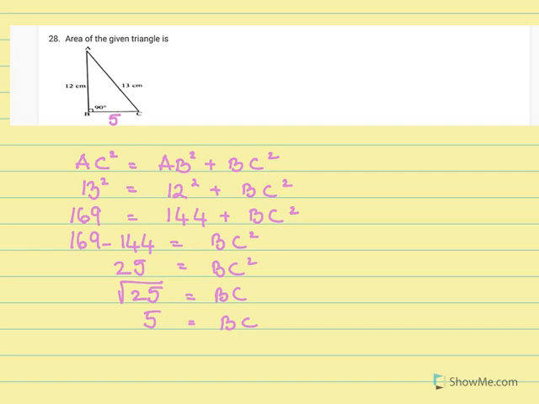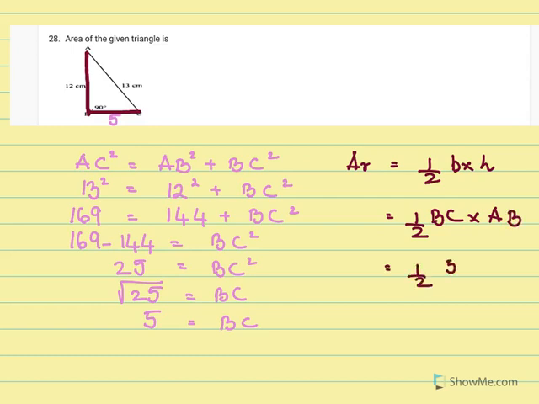BC is 5. Now the area of this triangle will be half base into height. This will be the base and here will be the height. So we'll write area half base into height. So half, your base is here BC and the height is AB. So it is half 5 into 12, that is 5 into 6, and 30 centimeter square.